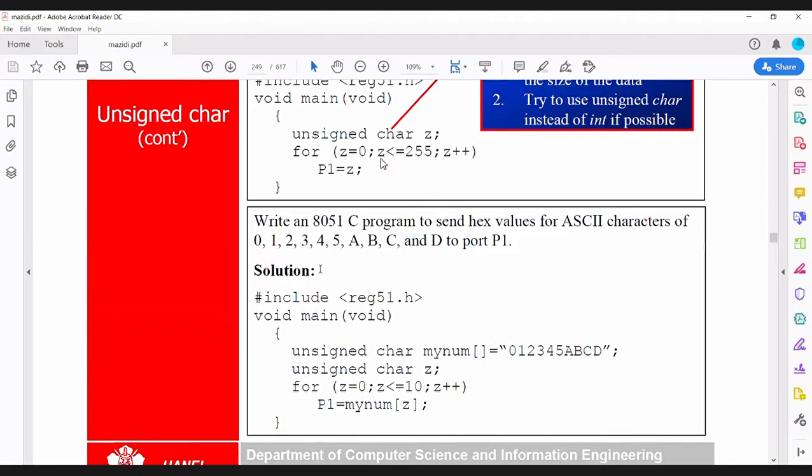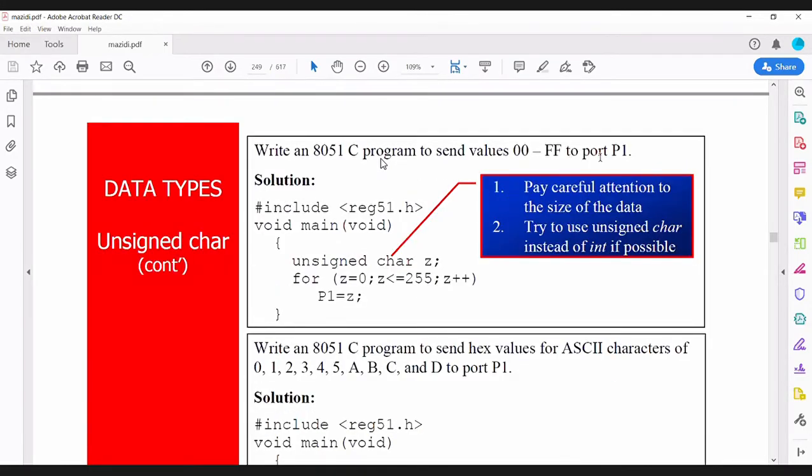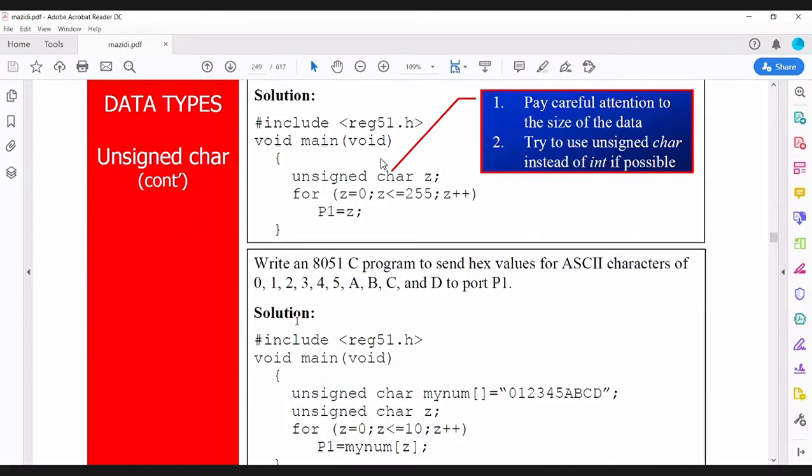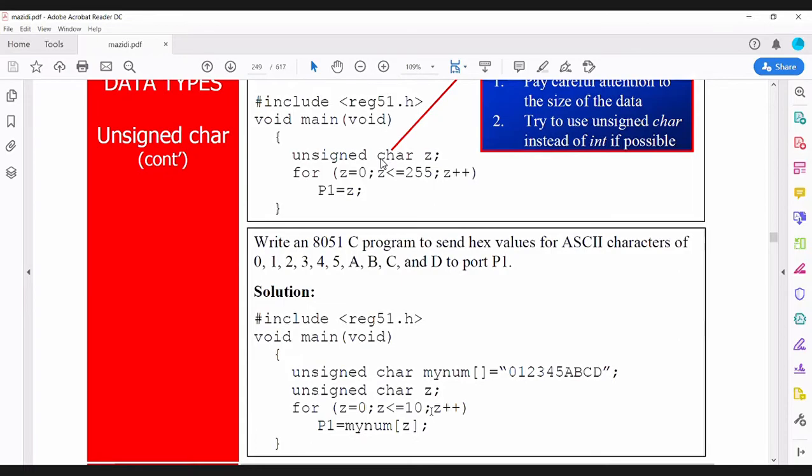Are you getting or not? Similarly, this program: write an 8051 C program to send hex values for ASCII characters to port 1. Unsigned char z, okay, z less than or equal to 10. Why? Because there are 10 characters we need to send to port 1. Here there are 255 characters to send to port 1. Here there were 10 characters to send to port 1. That's why z equal to 10 here.